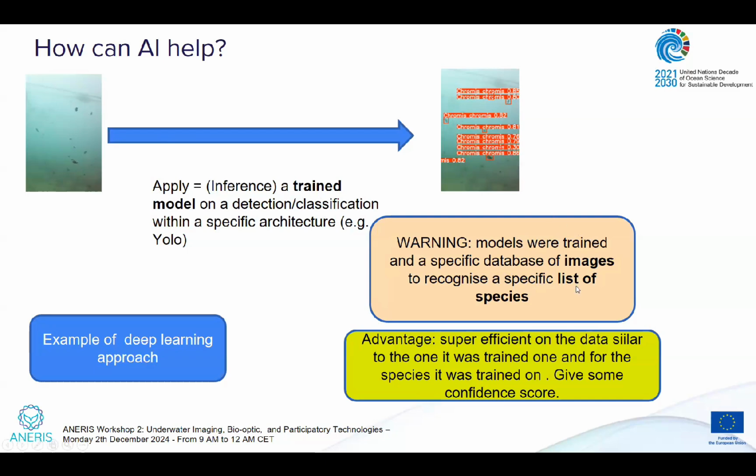The thing which has to be kept in mind, and that's a very important point to understand, is that this model has been trained on a specific database of images, so a specific flavor of noise, kind of content, kind of background, and it is also trained to recognize a specific list of species, and it's not infinite. It will just know how to recognize the species it was trained on, not a new one. The good thing is that it's super efficient if you use it on data similar to what it was trained on. And also, as you can see, this little number is a kind of confidence score about the classification. So it's good information to know if the model is sure about what it's saying or not.